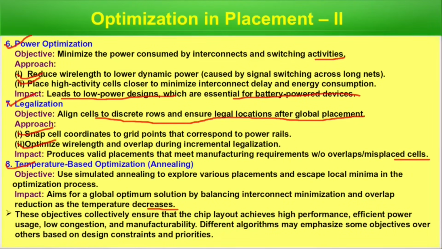So these objectives collectively ensure that the chip layout achieves high performance, efficient power usage, low congestion and manufacturability. Different algorithms may emphasize some objectives over others based on design constraints and priorities. We will discuss some algorithms of placement in later slides. So these are the 8 points we have discussed based on optimization. These are the factors we consider while doing optimization during placement. So we are done with this slide and we will move to the next slide.